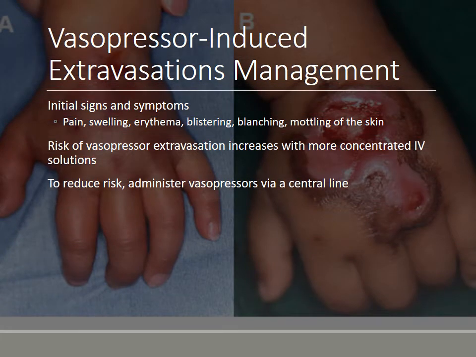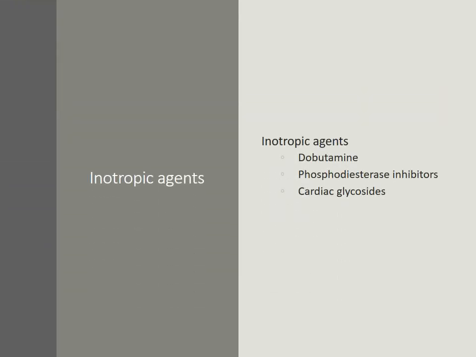To reduce the risk of extravasation with vasopressors, a central line should be used. These are pictures of reactions to vasopressors administered with a peripheral line. Let's talk about drugs that increase the strength of cardiac contractions. Some of those drugs are dobutamine, phosphodiesterase inhibitors, and cardiac glycosides.